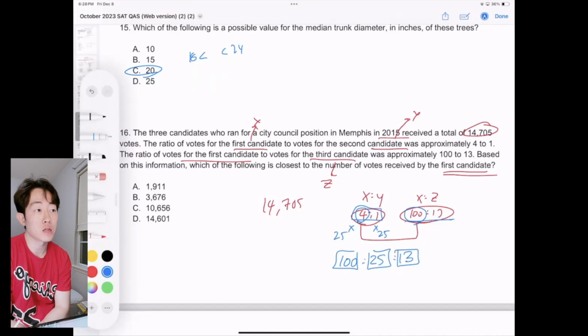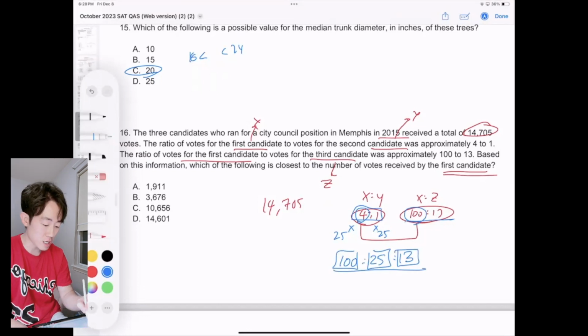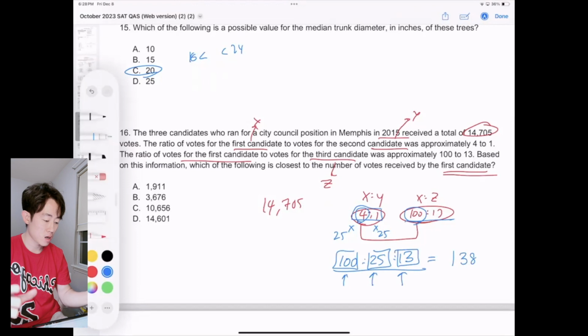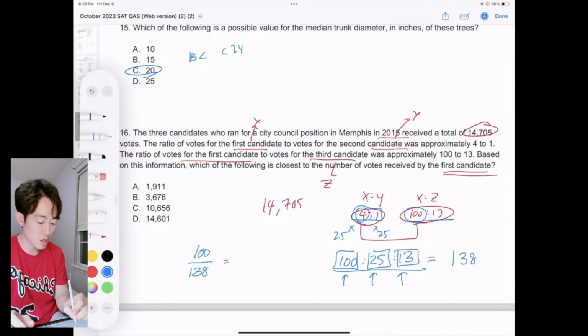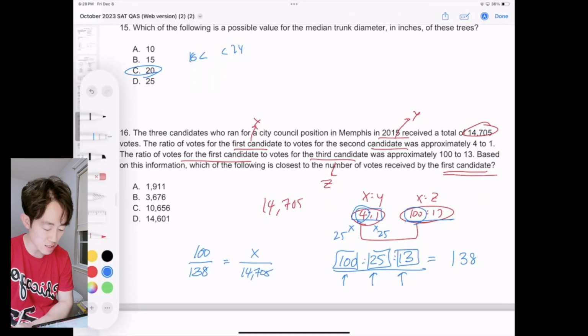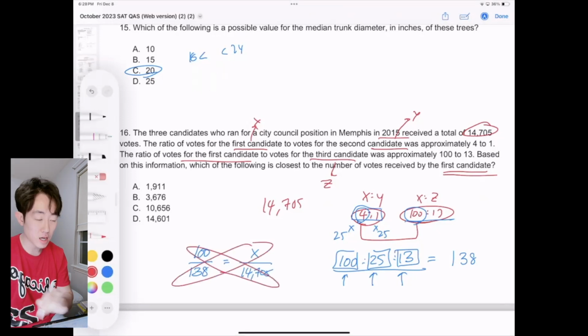Which of the following is closer to the number of votes received by the first candidate, it says. So if the ratio were these, I'm going to simply add them all up, because if I have 100 votes for X, that gives you these two other respective votes for Y and Z, which should come out to be 138 votes in total. So if the first candidate receives 100 votes out of those 138, let's set up a ratio. What will be the total number of votes in the actual count of 14,705? Ratio, once again, cross multiply.